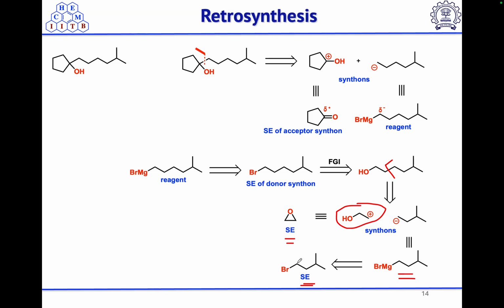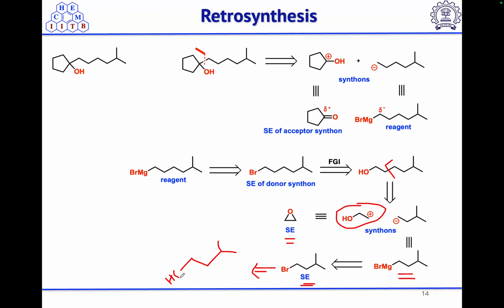So this is the alkyl halide, the alkyl bromide compound. Again, you can think how you can get this alkyl bromide compound. From the corresponding alcohol, if we do the Appel reaction, we can get the alkyl bromide compound. So this is the corresponding alcohol.